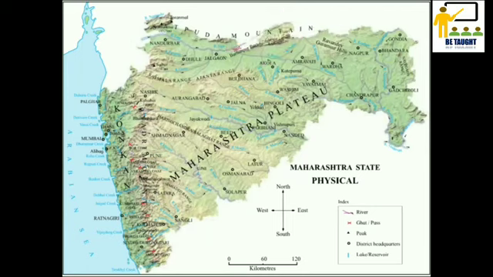Write the names of two rivers which flow from northwest to southeast. Godavari River, Bhima River. Write the names of any two rivers which have their origin in the Sahyadri mountain and flow into the Arabian Sea. It is the Savitri River, Vashishti River.